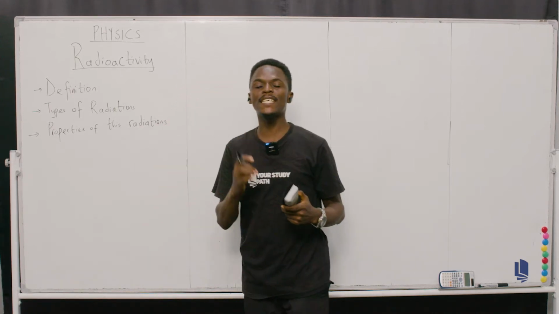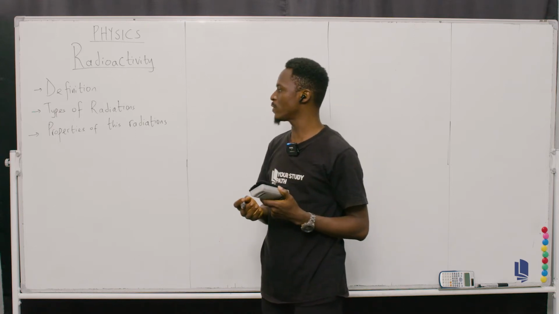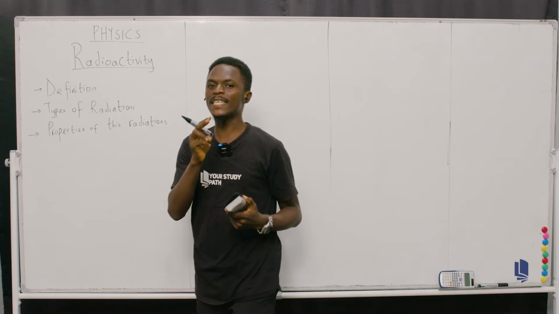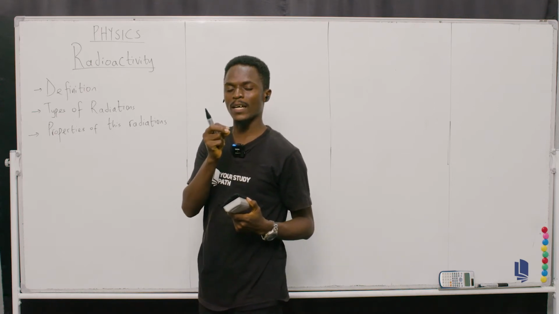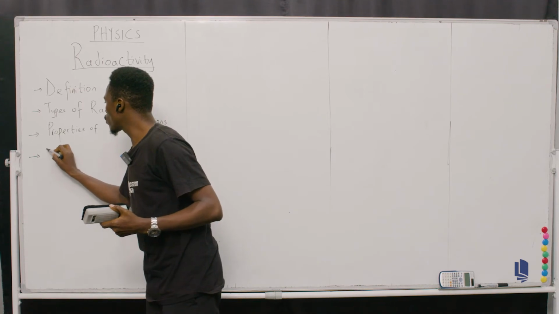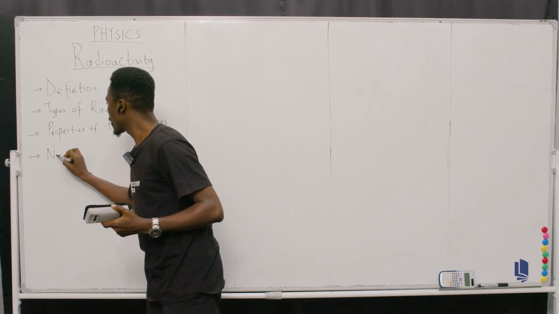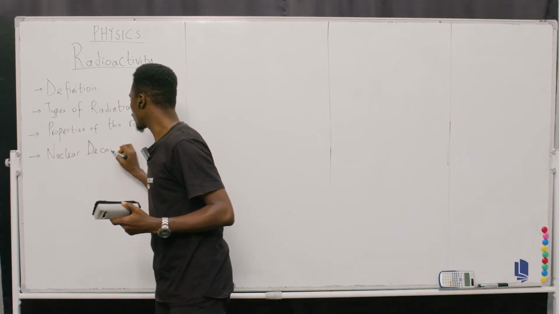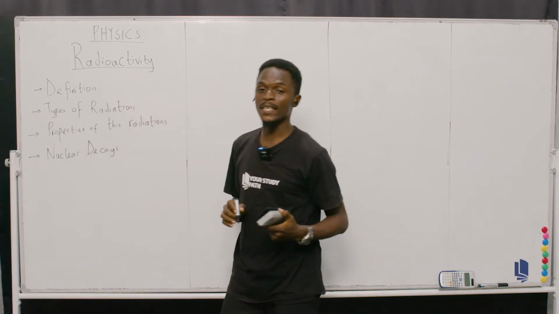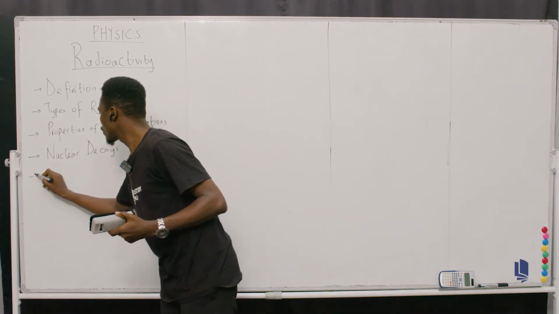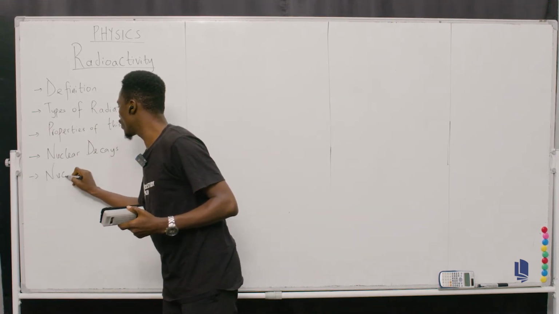So when we identify the properties of these radiations, then we can push forward into the decays that we usually will look at, talking about alpha and beta decays. So nuclear decays, and we lay emphasis on nuclear reactions as well.